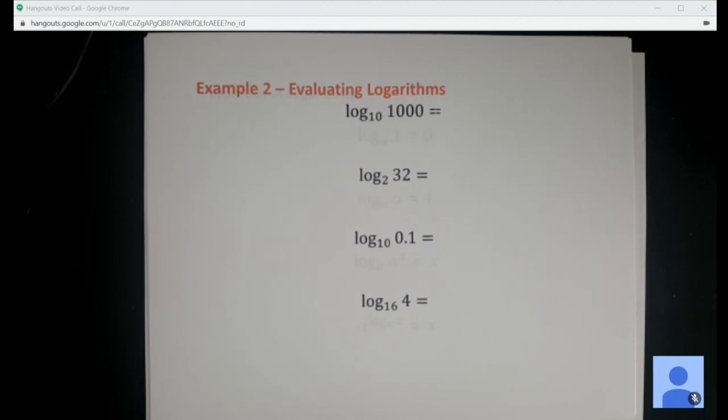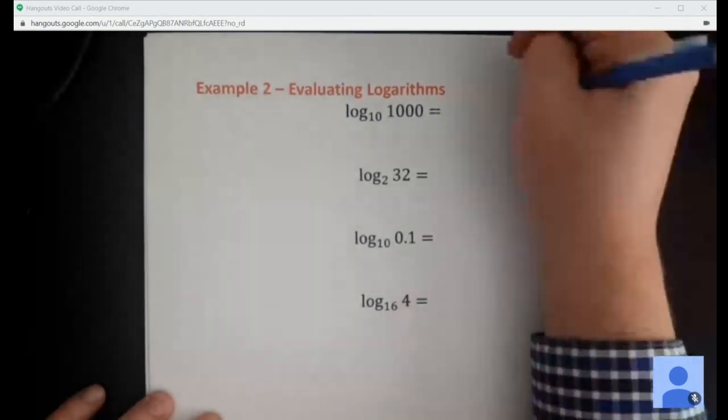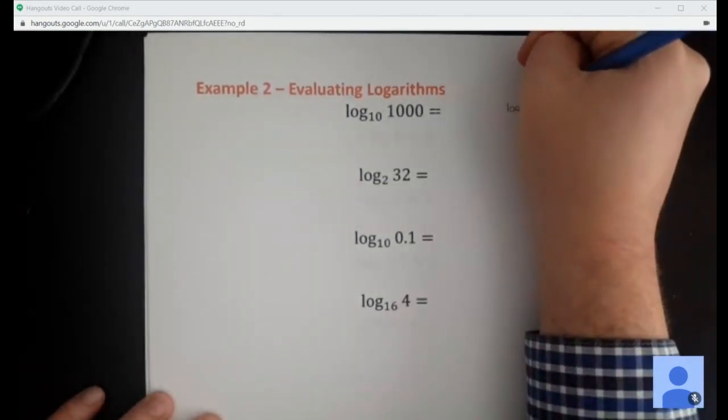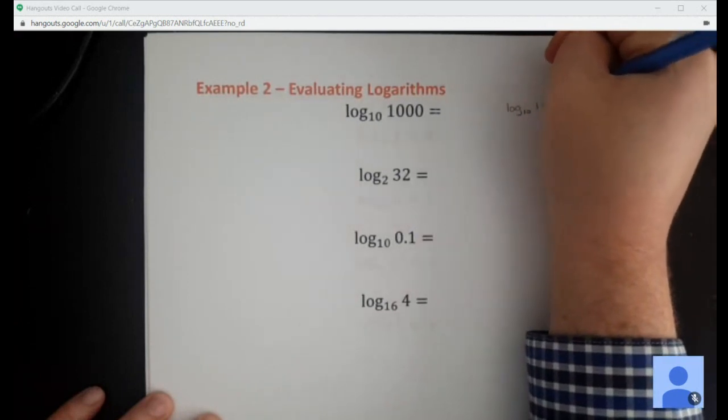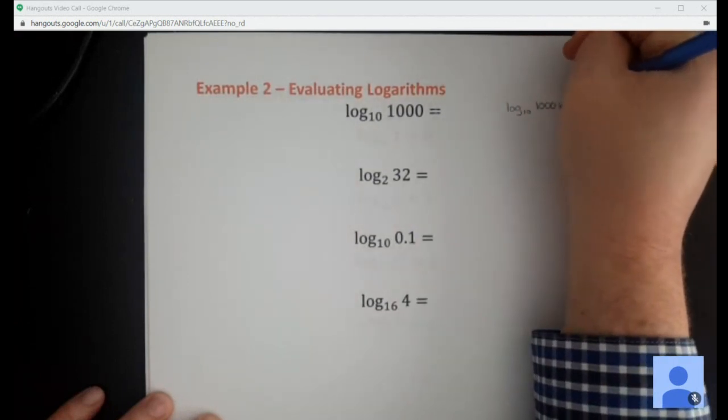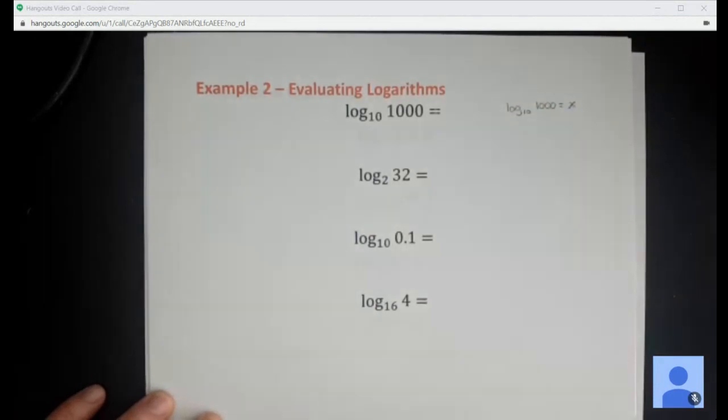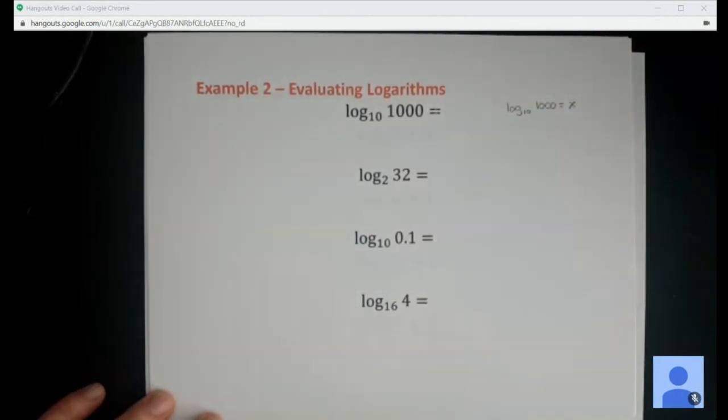Right, now, you might be able to do these without doing a ton of work, just kind of reasoning through it. That's fine, right? But I'm going to actually do a little bit of work just to help us think through what we're actually doing here. So the first thing I'm going to do is I'm going to say, well, this is base 10 log of 1,000 equals some value that we don't know, right? So I'm just going to put an X there.